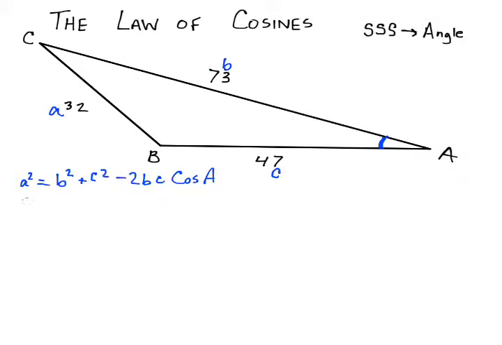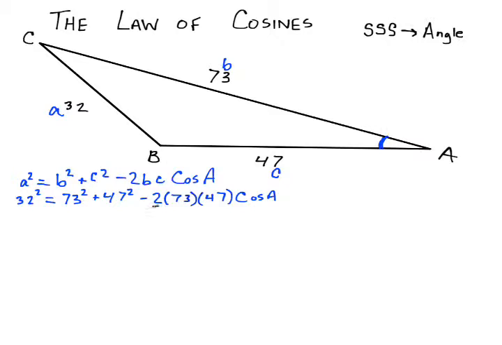All right, so let's fill in what we know. A squared. I know a is 32. So 32 squared equals b is 73 squared plus c is 47 squared minus 2 times 73 times 47 times the cosine of A.